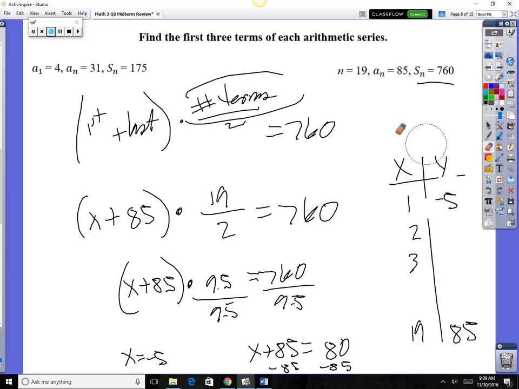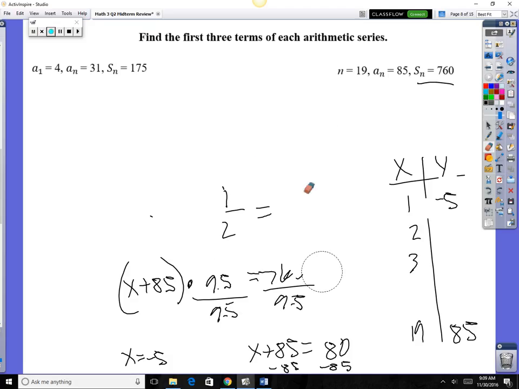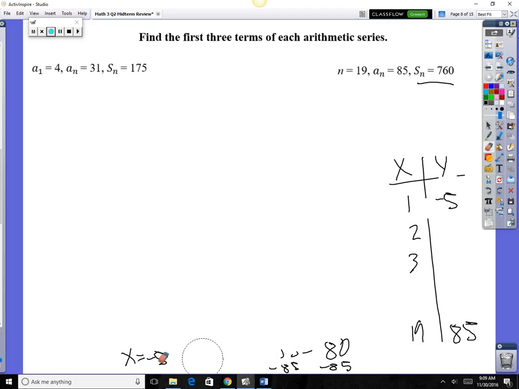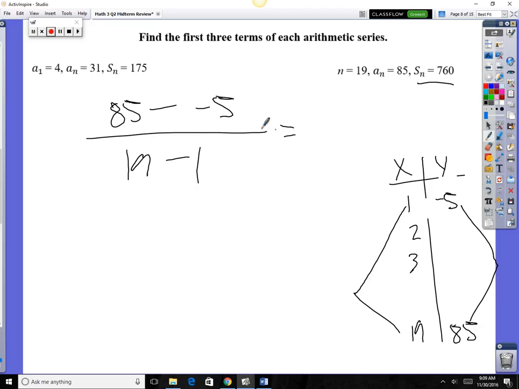So the only way you can find the second and third is if you know the slope, if you know how fast this pattern is changing from piece to piece. So you can find slope, let's just do rise over run. Let's take the difference between those two and the difference between those two. So if I do 85 minus a negative 5, and I do 19 minus 1, on top you get a 90, on bottom you get 18.